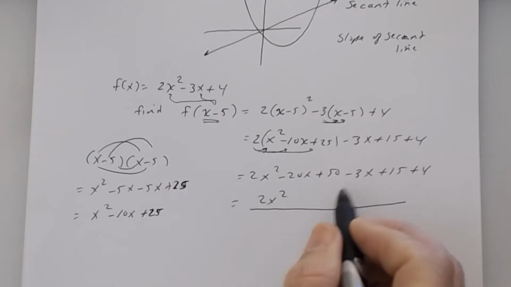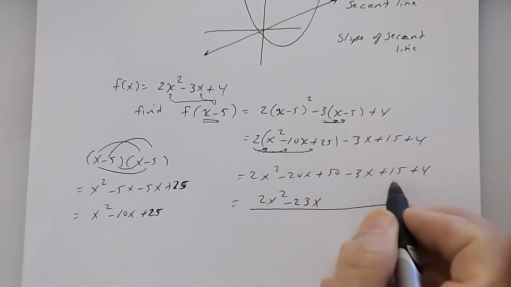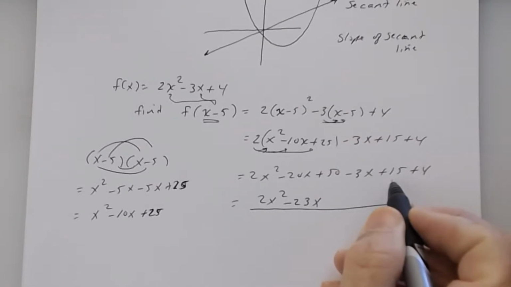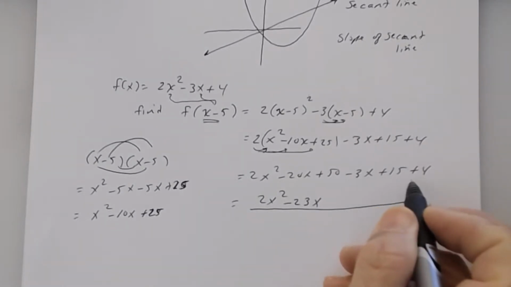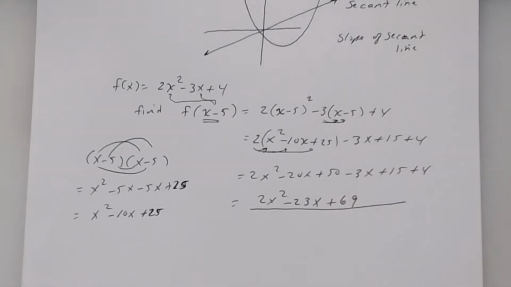2x squared minus 23x, right? And what's 50 and 15? 65, and 65 plus 4 is 69. Yeah. All right, so that's the answer there.